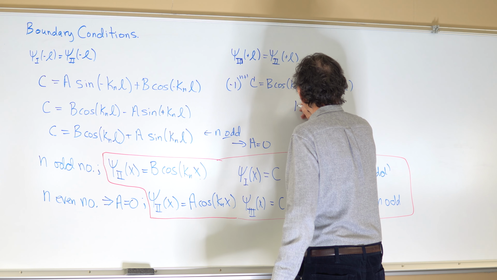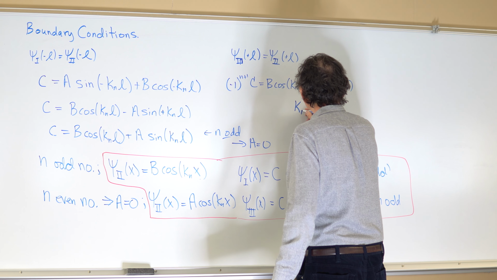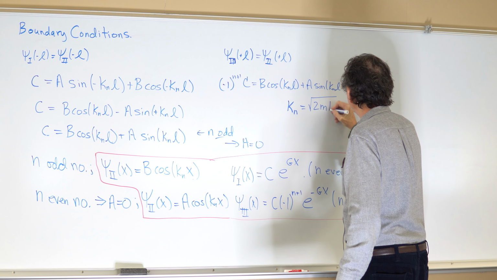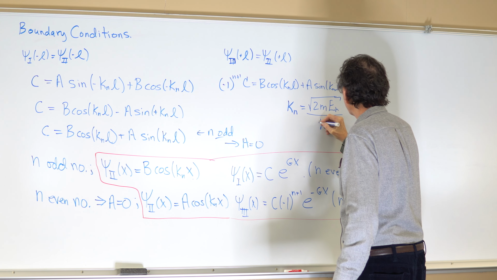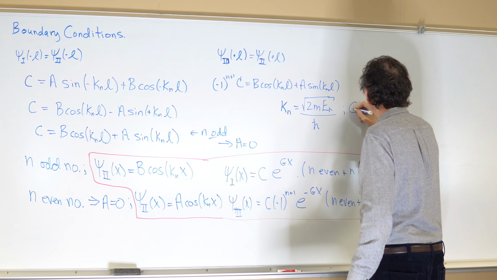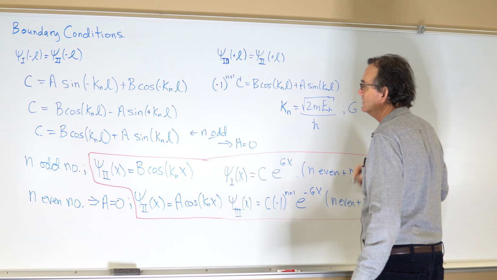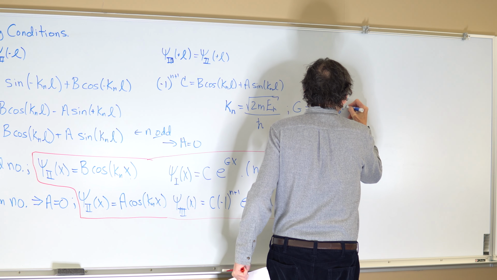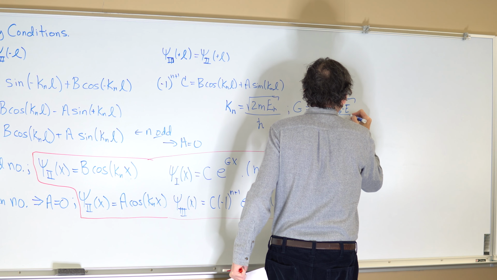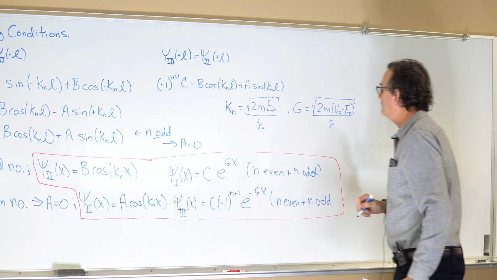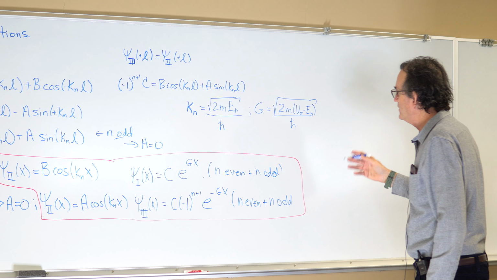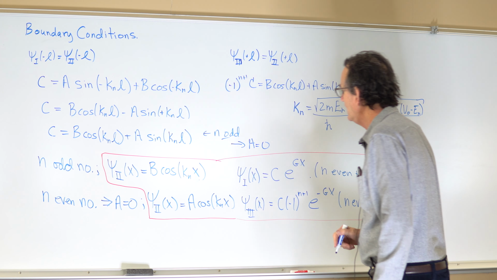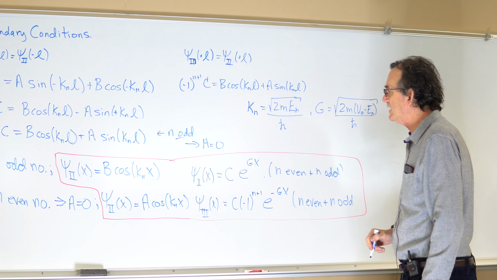So remember that, and this is actually what we're after next. k sub n is equal to the square root of 2m e sub n over h bar, and g is equal to the square root of whatever we had over on this side, 2m (u0 minus e) divided by h bar. So the point is that we still have to solve for the energies e sub n, but we at least know what the wave functions look like in the three regions for n even and n odd.